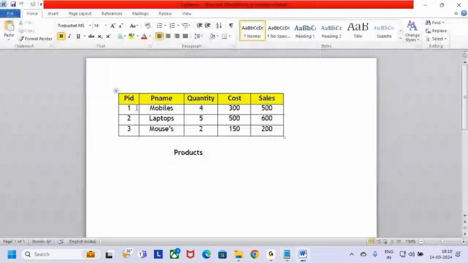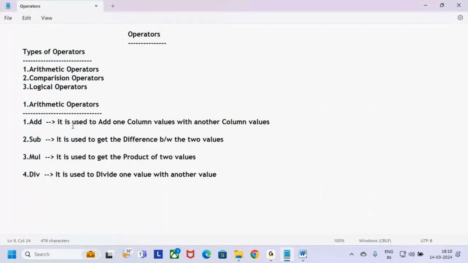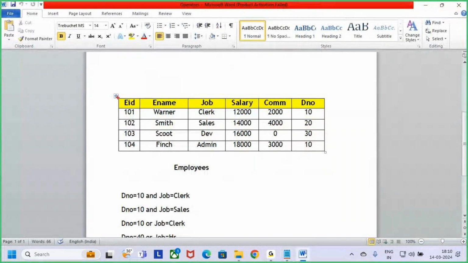Now, first of all, I need to work with the addition operator, guys. I said that the addition operator is used to add one column's values with another column's values. Now try to understand. There is one table here, employees. In this table, I'm having some columns: employee ID, name, job, salary, the commission the employee is getting, and department number.